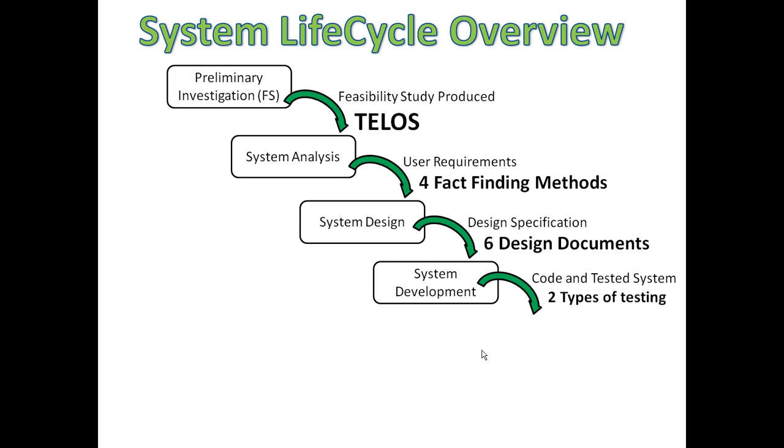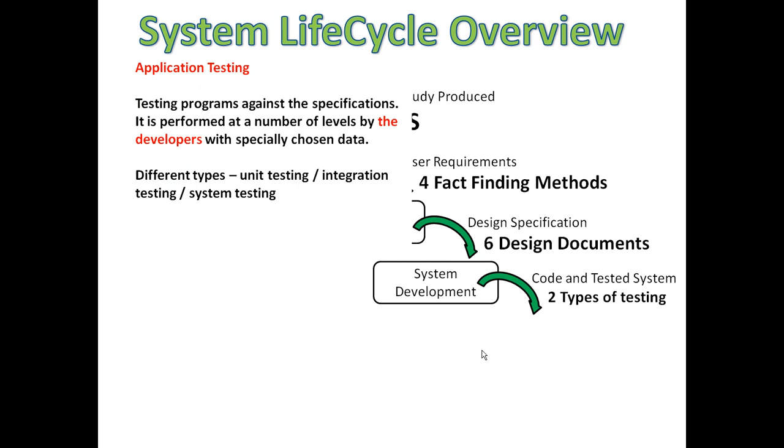Now, what you need to know is you need to know the two different types of testing, especially the AS level. Now, the two main types of testing are application testing. Now, this is done by the developers. It's very important that you understand that. The developers with specifically chosen data. Different types that you need to understand is that each unit will be tested alone.